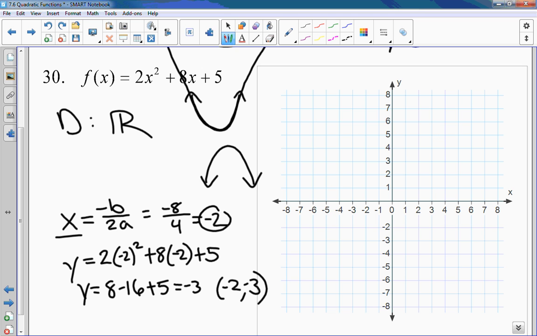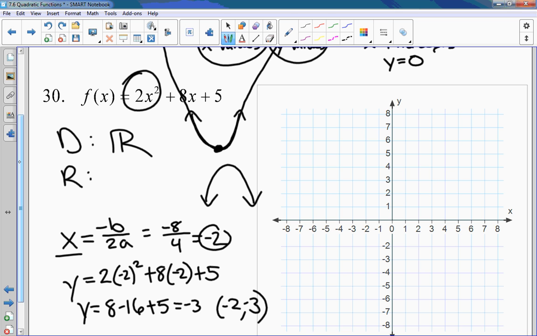Now, if I'm looking for my range value, because this parabola opens up, because the a is positive, that means it's going to have a minimum value. On the range, it's only dealing with the y values. If it's opening up, the smallest y value that it has to be is at that vertex. And what's that y value at that vertex? Negative 3. So the range values are all real numbers greater than or equal to negative 3.